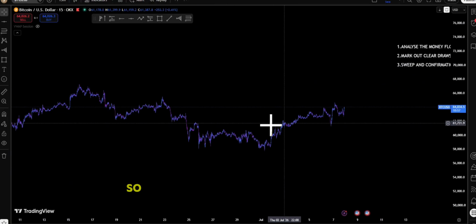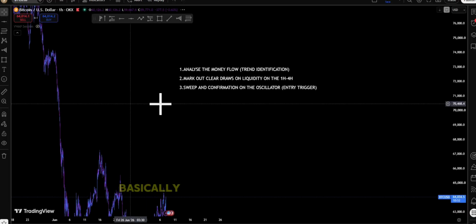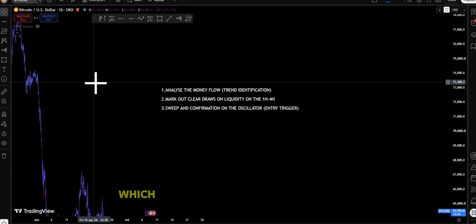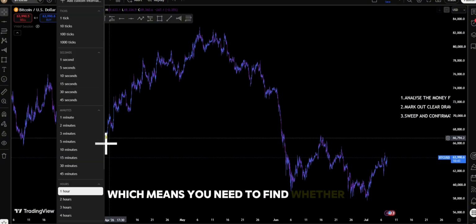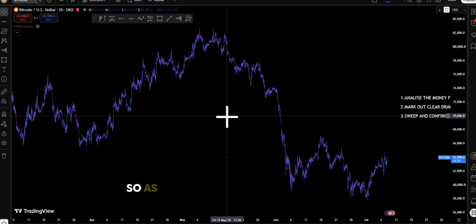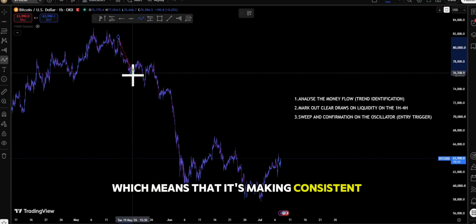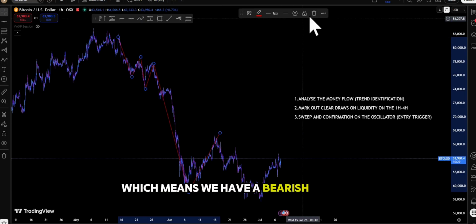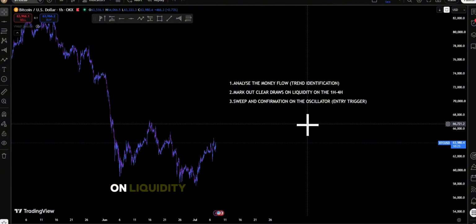All right, so this strategy is pretty simple. So basically the first step is analyze the money flow, which is the trend identification, which means you first need to identify is the money flow bearish or bullish, which means you need to find whether the market is moving in an uptrend or a downtrend or a sideways range. All right, so as you can see that the market is moving down, which means that it's making consistent lower lows and lower highs and so on, which means we have a bearish money flow.